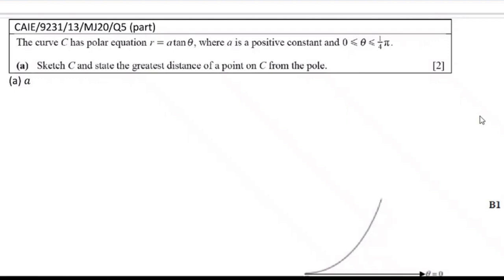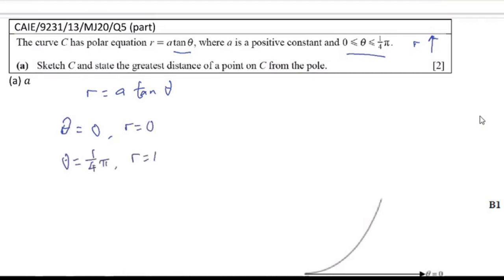If you look at the function of tangent theta here, theta is only going from 0 to 1 over 4 pi. And we know that for a tangent function, when theta is between 0 and 1 over 4 pi, r is always increasing as theta is increasing. So how we do the sketching here is very easy, in fact. If I've got the function here, we could try to substitute some values. When theta is 0, we have r equals 0. When theta is 1 over 4 pi, r is 1.